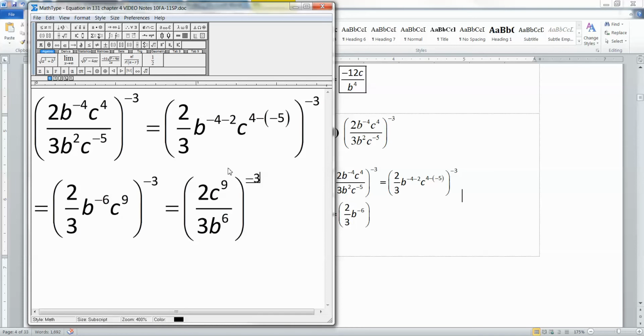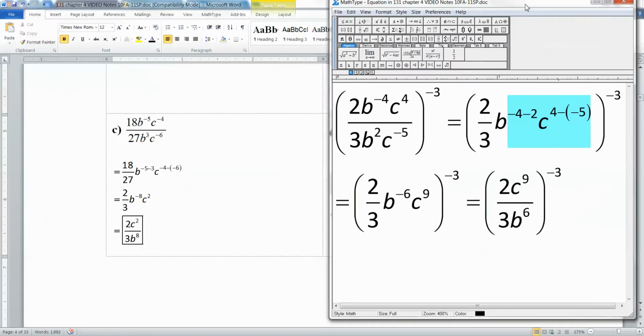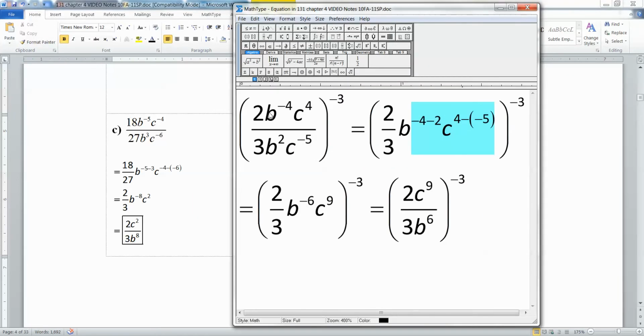Now, again, I have really not dealt with the whole -3 thing. All I've done to this point is deal with the inside of the parentheses, which is actually quite a bit like the last problem. You got this 2 over 3 business, and then the c's ended up being 4 minus a minus, which became plus, so it stayed on top. And then the b's became -6 right here, and that's a negative power, so that went to the bottom. Okay? So I simplified what was going on in there.